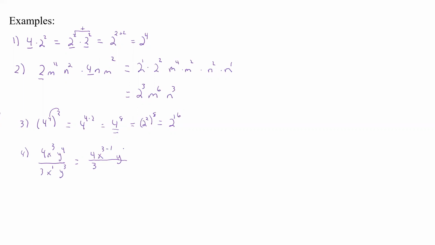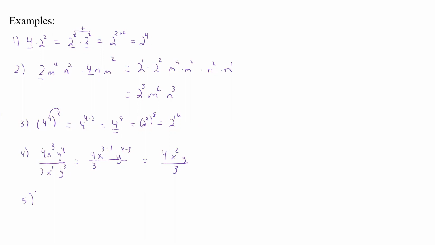So now we can simplify that into 4. And then that's going to be x, 3 minus 1 is going to be squared. And y is going to be 4 minus 3, to the first. So we can just leave it as y. And that's all over 3. And so then that would be our simplified answer to this problem here. And again, we just found like terms, x's and x's, and subtracted their powers. 3 minus 1, we got the 2. And here we had 4 minus 3, and we got the 1, or the blank there, which is equal to 1. All right, so let's do another one.